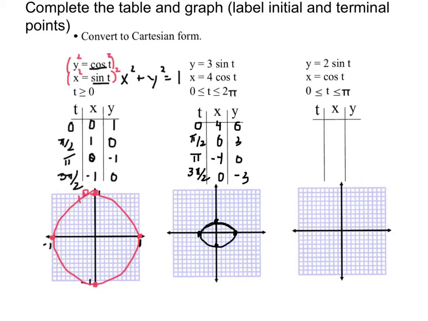It's an ellipse. Okay, and I should label that the initial and terminal point are the same, because it goes from 0 to 2 pi, so it would come back to where it started. Well, here, if you remember your ellipse stuff, I'm going to divide both sides by 3. Sine equals y over 3. So cosine is equal to x over 4. And then we do the same exact thing where we square everything.